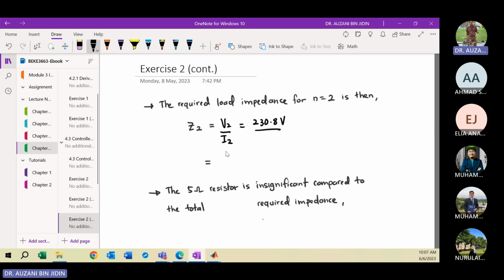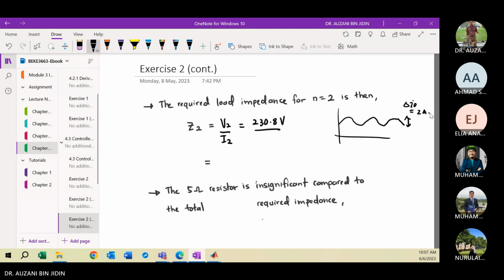So in this part of the question you need to calculate the suitable value of L in order to limit the current ripple. Here is your current ripple, right? You need to limit the change of IO to 2 ampere. Okay, so this is the AC component, meaning the first AC term I2. So this is your IO.